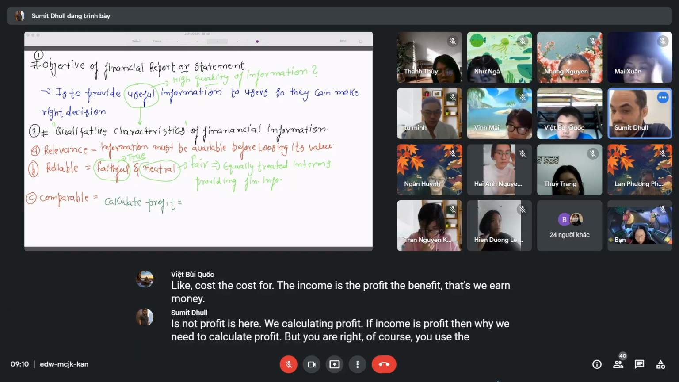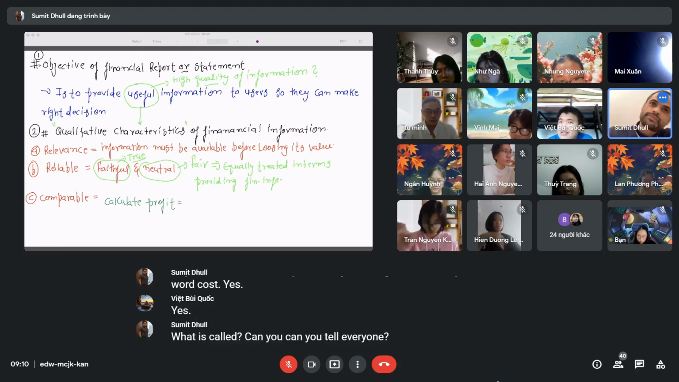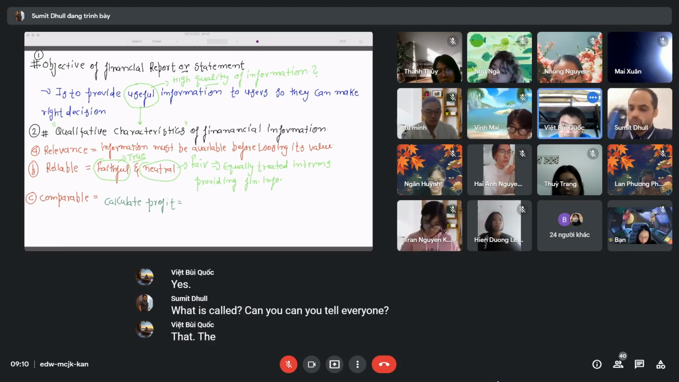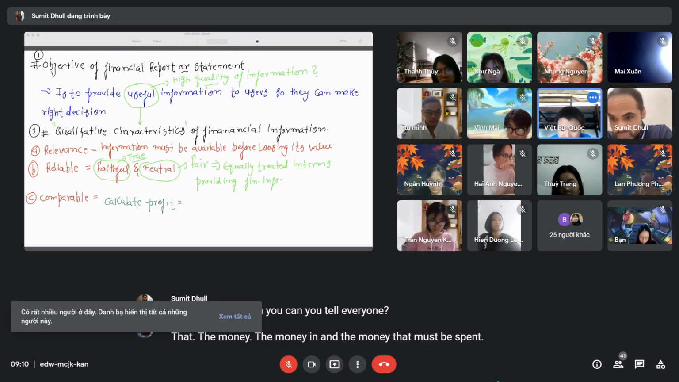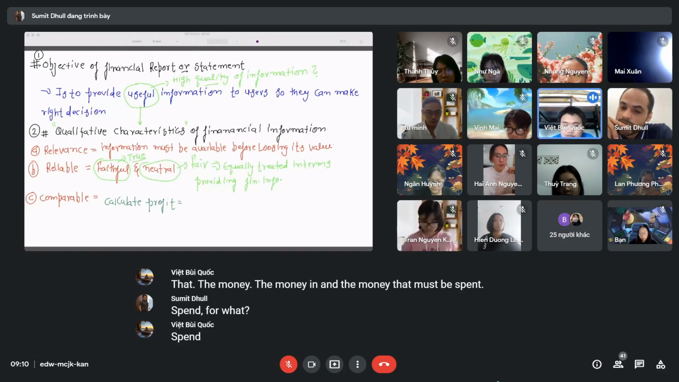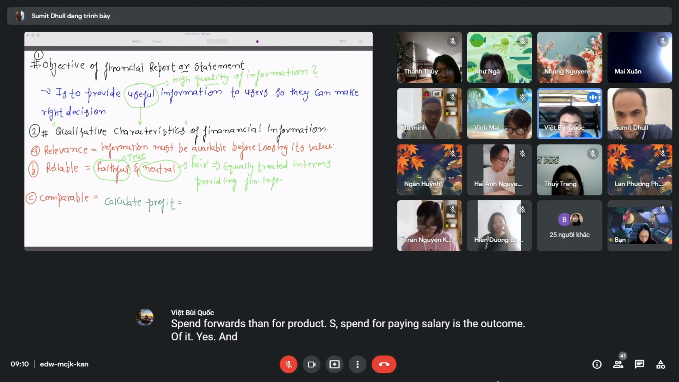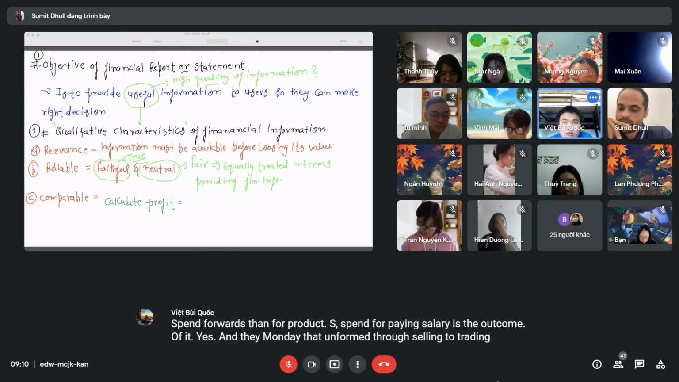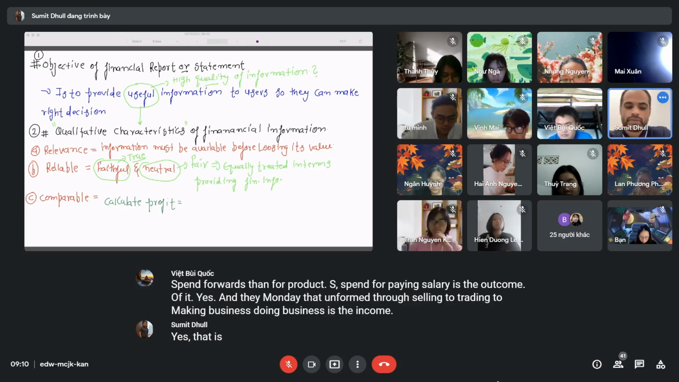Cost. You use the word cost. Yes. What is cost? Can you tell everybody? The money in and the money that must be spent. Spend for what? Spend for work, spend for product, spend for paying salary is the outcome. Yes, and the money earned through selling, trading, doing business is the income. Yes, that is absolutely right.